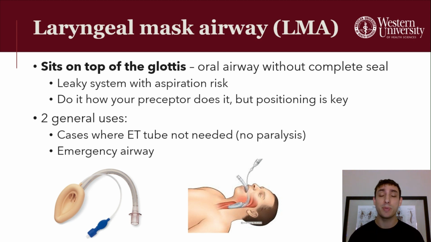But I think positioning is key for this. If you just try to shove it in, you're not going to have much success. Really get the patient in proper position, just like you would for an intubation, and make sure you can open up their mouth to insert the device. In general, there are two uses for this. One, when you don't need an ET tube, if you're not completely paralyzing the patient, maybe it's a simpler case where they can just breathe on their own. An LMA works great. Don't put in an ET tube if you don't have to. The other is an emergency airway. If you can't intubate, an LMA is pretty good to help oxygenate your patient.